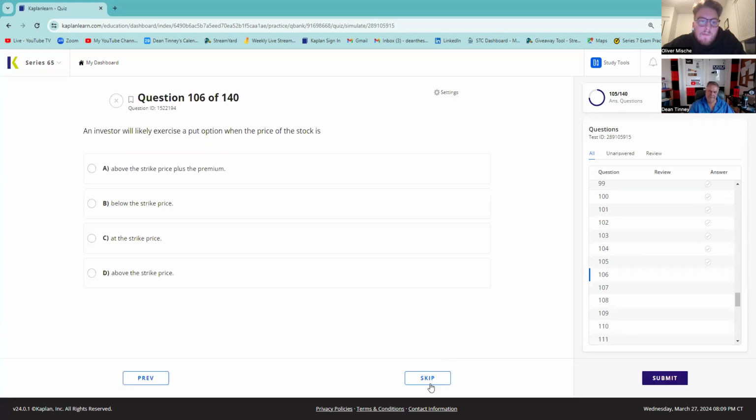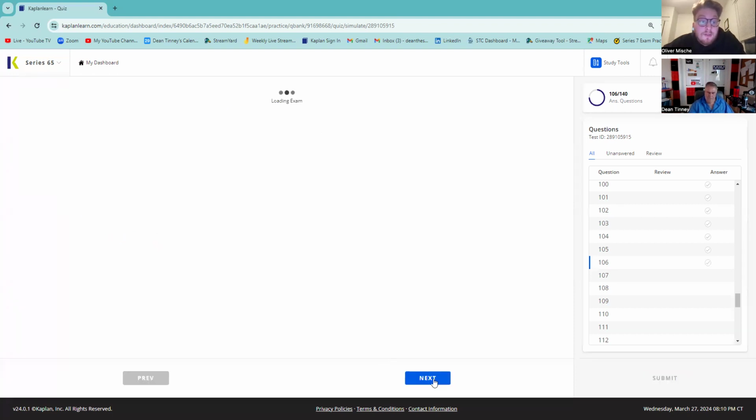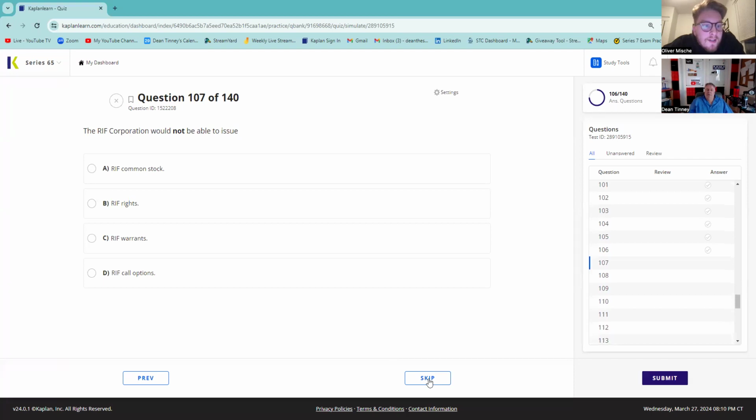An investor is likely to exercise a put option when the price of the stock is below the strike price. Excellent. I love options. Yeah, a protected put.